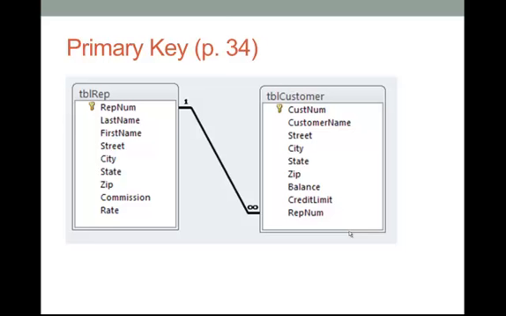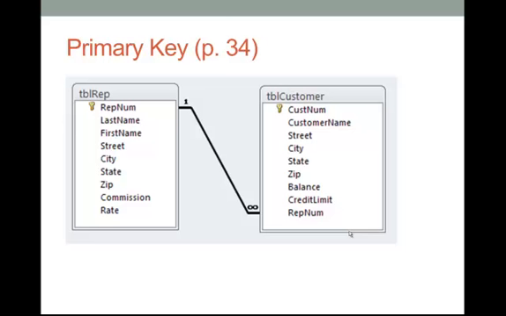Remember when we looked at this picture in Chapter 1? This is the rep table on the left and the customer table on the right. The primary key of the rep table is rep number, and the primary key of the customer table is customer number. The rep number uniquely identifies each sales representative. The customer number uniquely identifies each customer. However, the customer table contains a field called rep number. So when it says that customer 1 is John Smith, etc., and then it says that his rep number is 43, that means that sales rep number 43 represents that customer.